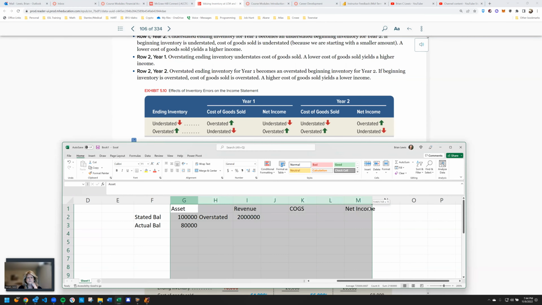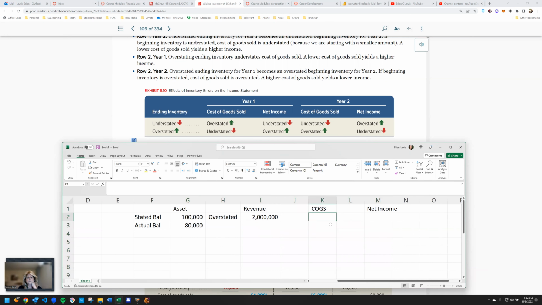Let me add some. Oops, I didn't want percentages. I wanted that. There we go. And we'll make this smaller. Okay, it's overstated. So let's just say for grins that the cost of goods sold is $1 million. And then the net income is the difference between this minus that, right? Really it's called gross margin, but since they're asking for net income impacts, we'll just call it net income. The impact's the same from gross margin all the way down.